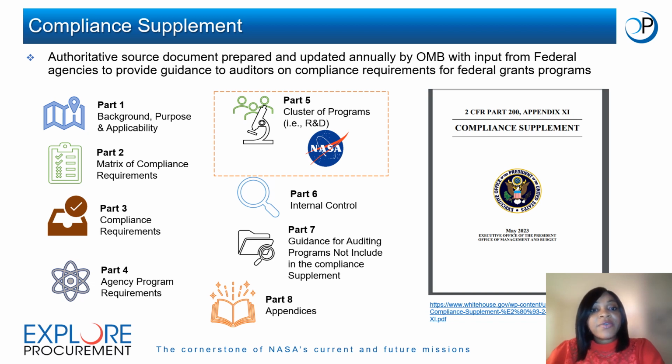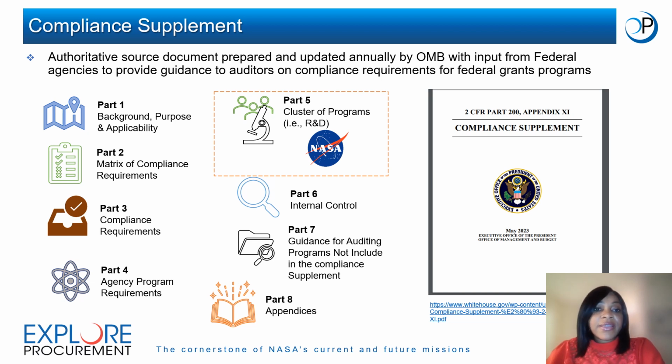Part 5 is the clusters of programs, which groups together programs that have similar compliance requirements and therefore streamlines the audit process. The compliance requirements for NASA programs and other research funding agencies are found in Part 5 of the supplement. So if you are a recipient of NASA funding, you should refer to Part 5 to access a comprehensive list of compliance requirements that is applicable to your funding.